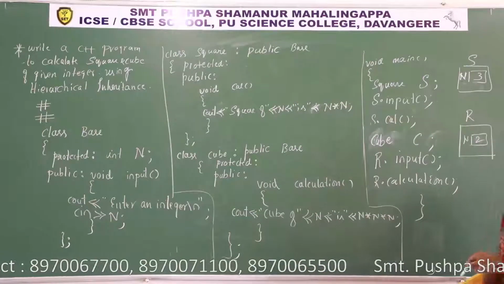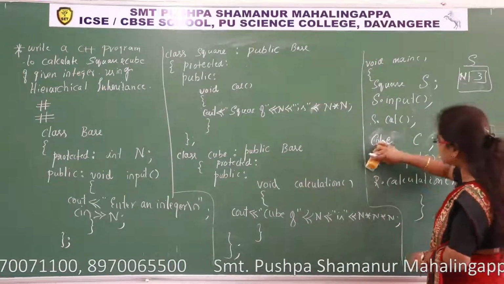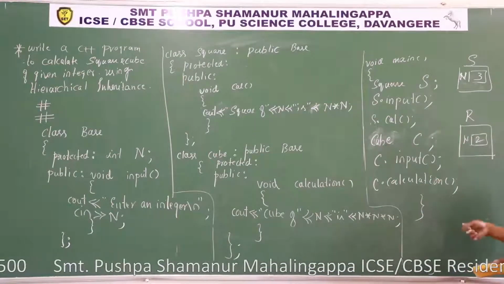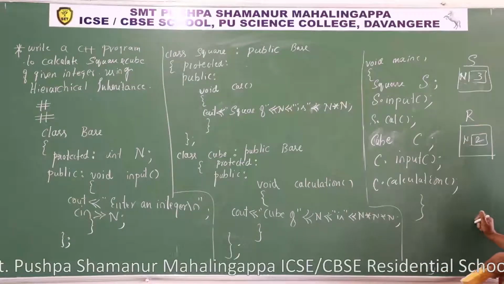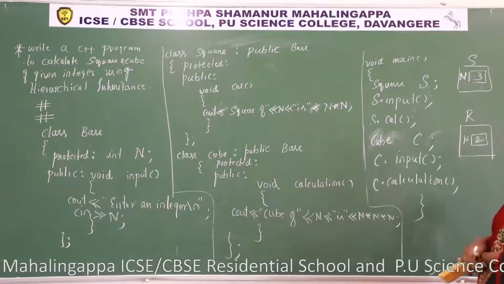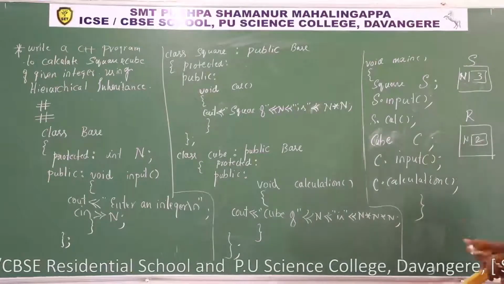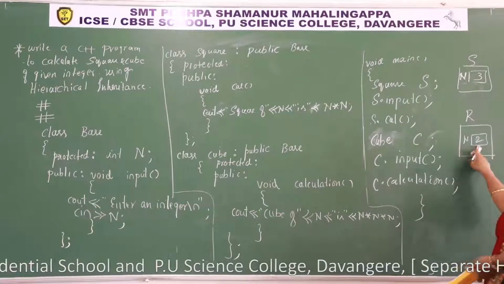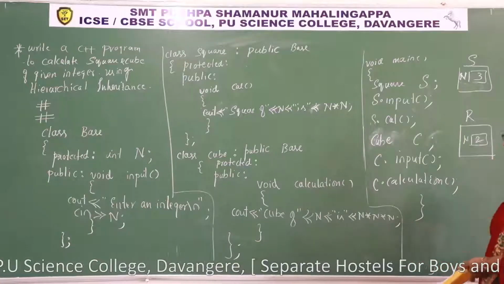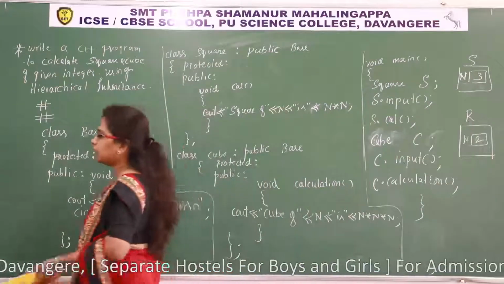Now I will take another object for cube. Cube c. c dot input. Again I will give different value to calculate cube of a number, or you can make use of the same value what is there in the n. So n is a data member, we have already given the value, no? That n value is inherited to derived class, or you can change the value. Right now I will take n value is 2. c dot calculation, so 2 star 2 star 2, it gives 8. So in this way we can implement this problem statement using hierarchical inheritance.